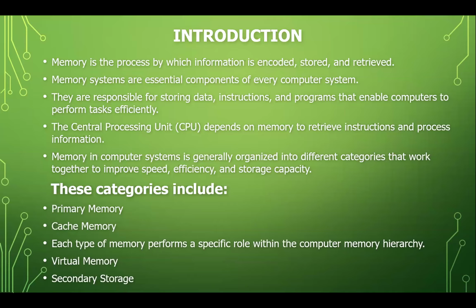the memory in computer systems is generally organized in different categories that work together to improve speed, efficiency, and storage capacity. These categories include the primary memory, cache memory, the virtual memory, and secondary storage. Together, they form a cohesive system that balances speed, capacity, and efficiency.